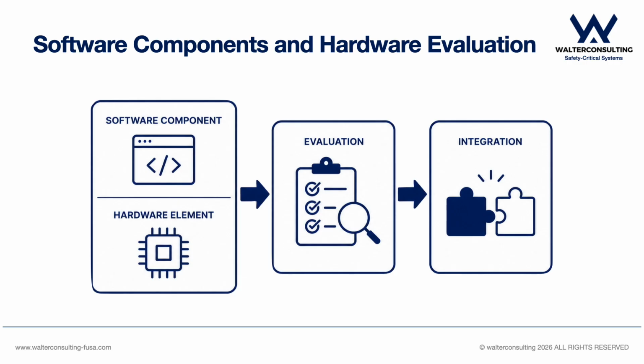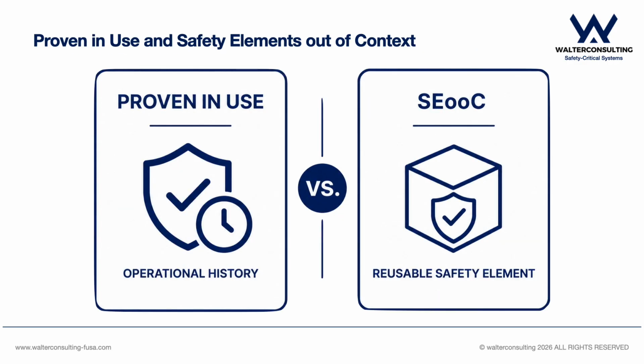The final clauses address two specialized but very important concepts. The final clauses of Part 8 introduce two concepts that are frequently encountered in modern automotive development. The first is proven in use. This concept allows organizations to consider operational experience as supporting evidence under certain conditions. The second is the safety element out of context, often abbreviated as SEOOC. This enables the development of reusable safety-related components that can later be integrated into different systems. Both topics are extensive enough to deserve dedicated videos, so we'll explore them in much greater detail later in this series.